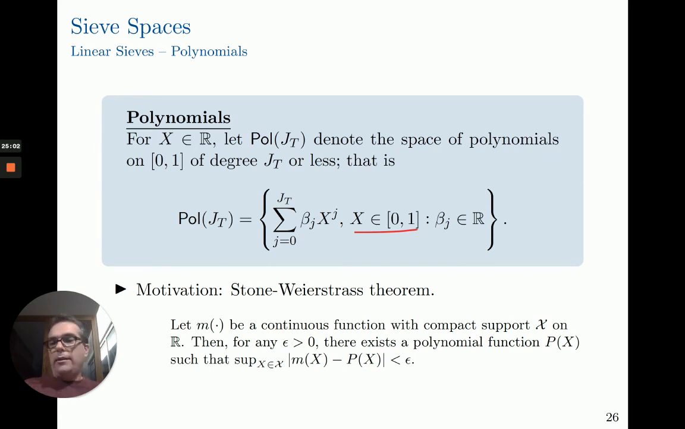Okay? And there is this theorem, the Stone-Weierstrass theorem, which shows that with a polynomial of order large enough, we can make the distance between this unknown function, the continuous unknown function m, and p pretty small. Okay? So I have shown you an example 2 slides ago where we use a polynomial to approximate a highly nonlinear function. Okay?